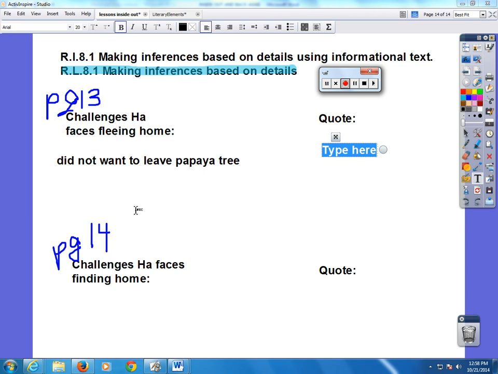And we're going to find challenges Ha faces while fleeing home and challenges Ha faces while finding home. So on pages 13 and 14 there are two rows, two boxes. So you're just going to find two. I'll do one with you for each page here. So page 13, a challenge Ha faces while fleeing home. We can say she did not want to leave her papaya tree. So we could find a quote for that, which is on page 60, Wet and Crying.